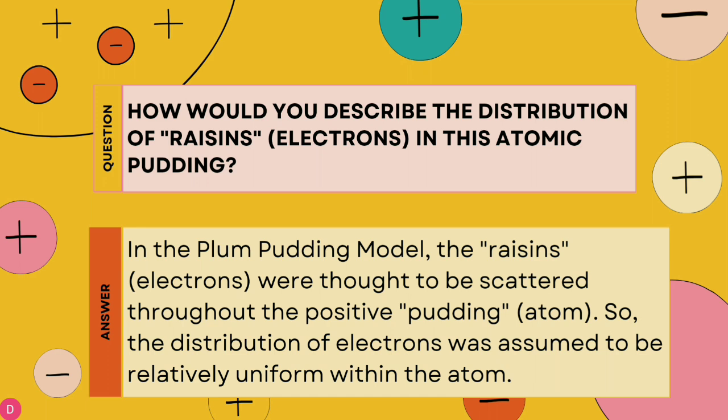Let's have a look at the answer. The question was, how would you describe the distribution of raisins, meaning electrons, in the atomic body? The answer is, in the plum pudding model, the raisins, meaning electrons, were thought to be scattered throughout the positive pudding atom. So, the distribution of electrons was assumed to be relatively uniform within the atom.